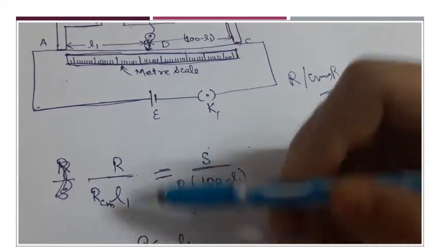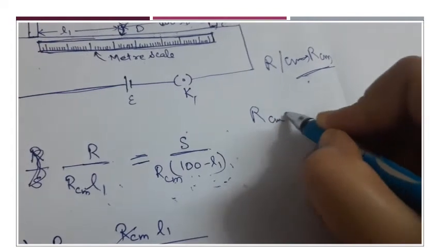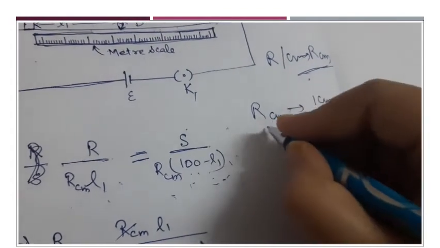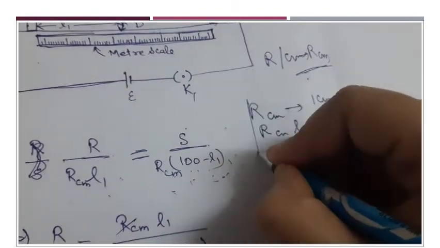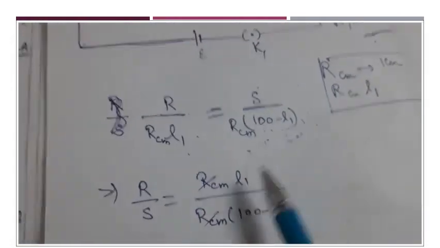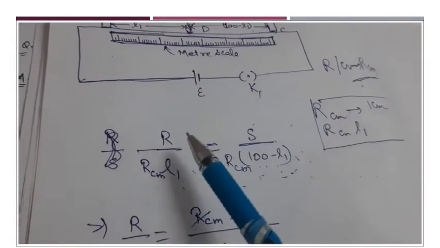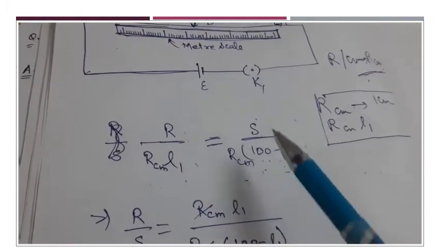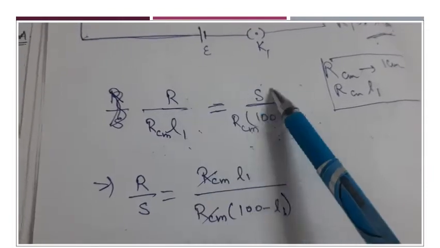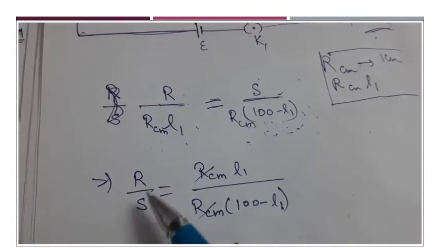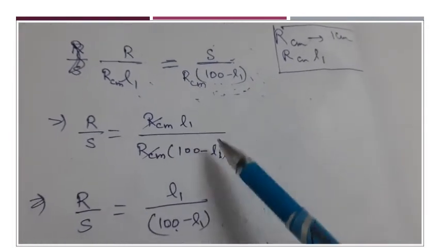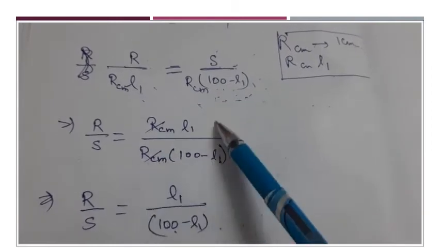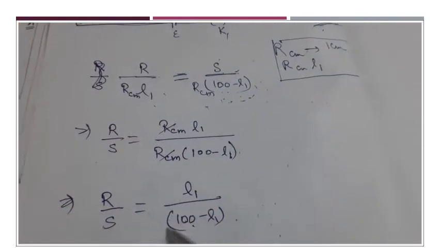Why do we take this? Because RCM is the resistance of 1 centimeter of wire, so the resistance of L1 centimeter wire will be RCM into L1, and for 100 minus L1 it will be RCM into 100 minus L1. That's why the principle of Wheatstone bridge is applied: P by Q is equal to R by S, or R2 by R1 is equal to R4 by R3. Now if we interchange the terms, we get this. RCM gets cancelled. So without knowing the value of RCM, we can find the result using only the balancing length L1. This simple formula has been obtained.